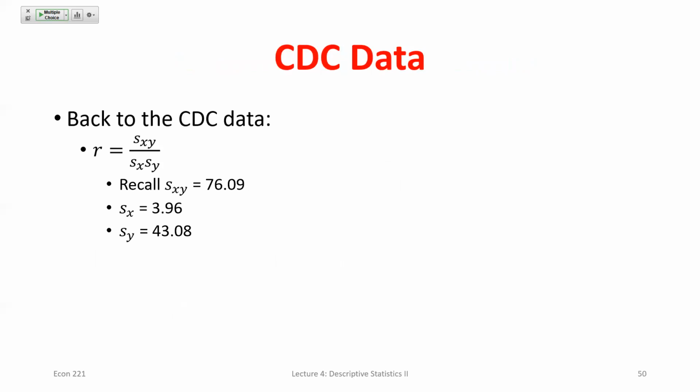I could then go back to the data. It's pretty easy, especially in Excel, to quickly calculate the standard deviation of the x variable and the standard deviation of the y variable. And then it's just a matter of plugging these into a pretty simple formula. 76 divided by approximately 4 and 43. I get about 0.54, right? So this correlation between height and weight is about 0.54, which is, is that a strong relationship? So there are different rules of thumb you can use.